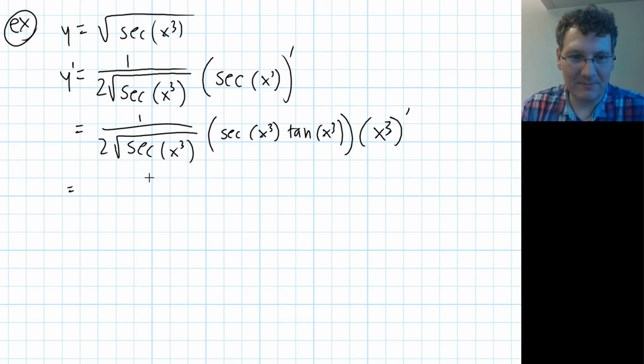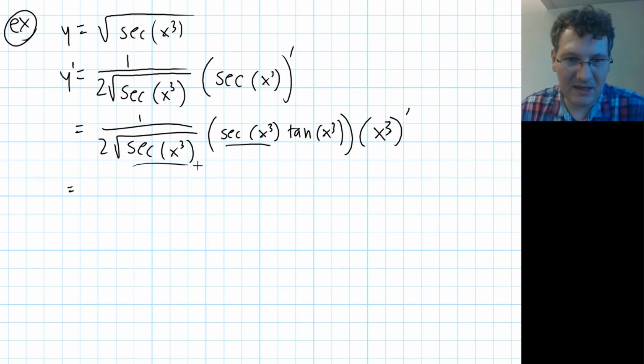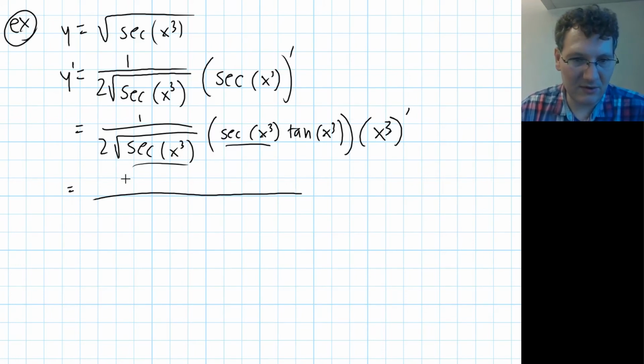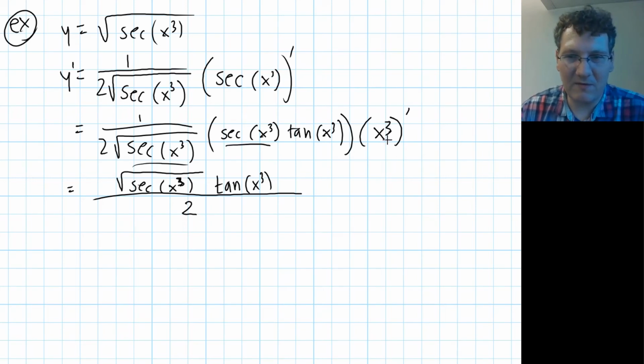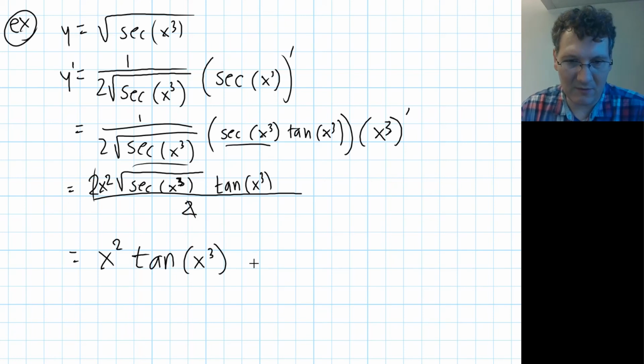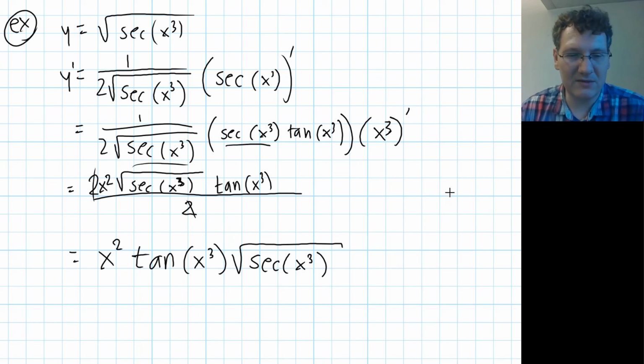Before I move on, since I have secant of x to the third on the numerator, and I have the square root of it on the denominator, I can put the square root of the secant of x to the third here. And I'll write the tangent of x to the third. Down below I have a 2. But what's the derivative of x to the third? That's 3x squared. And in fact, the 3s even cancel with... I mean the 2s don't, but I can write x squared. I'll put the tangent of x to the third out front, because then it's clearly not underneath the square root. There we go. There's our derivative.